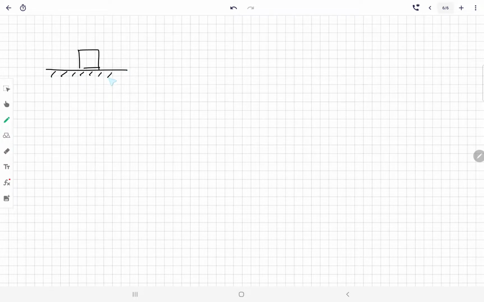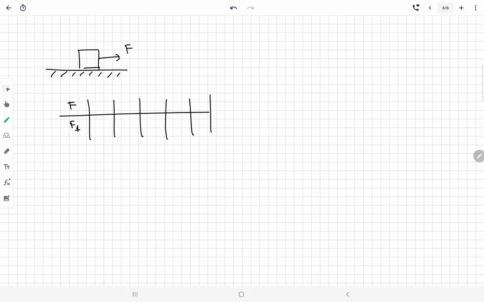Again, same object, same box. We have a friction force, and let's apply some force. Let me draw a table. When the force equals 0, friction force also equals 0, because it will not move. Let me increase the force that we apply to this object to 1 Newton. Friction force also becomes 1, but it's still stationary, it's not moving.